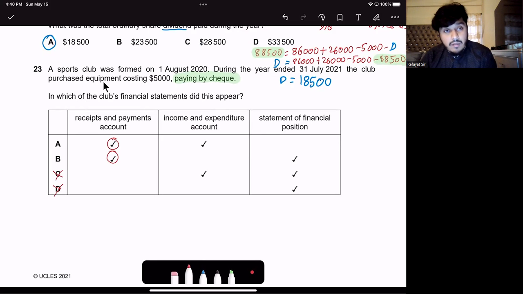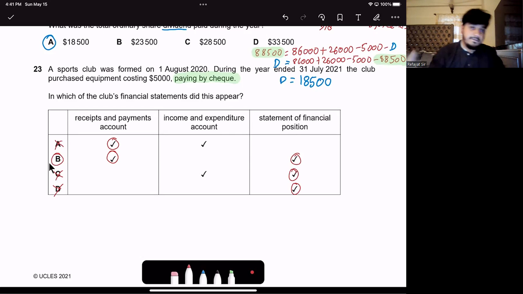The cost of equipment is a non-current asset. It's not an expense, so it will not appear in the income and expenditure account, but over here there's a tick. So A is the wrong answer. Statement of financial position shows all the assets and liabilities. It is an asset, so this will be shown. All correct is B.